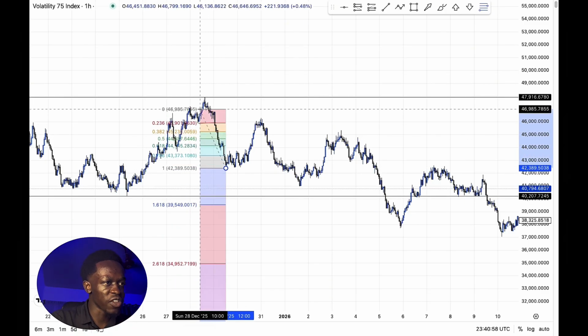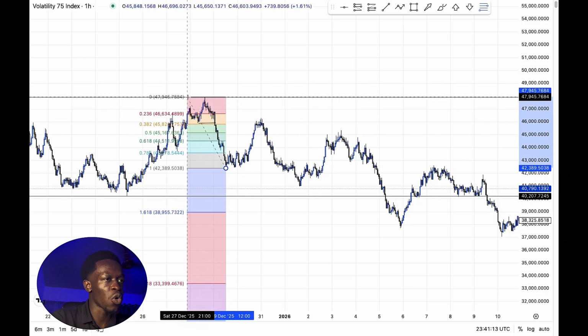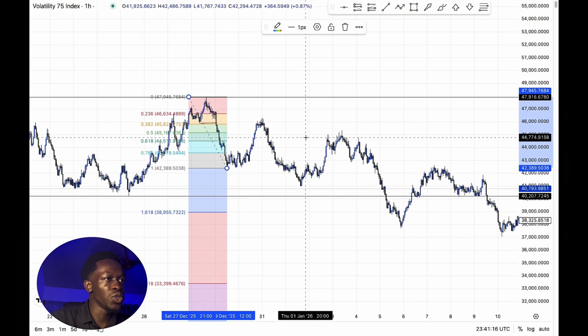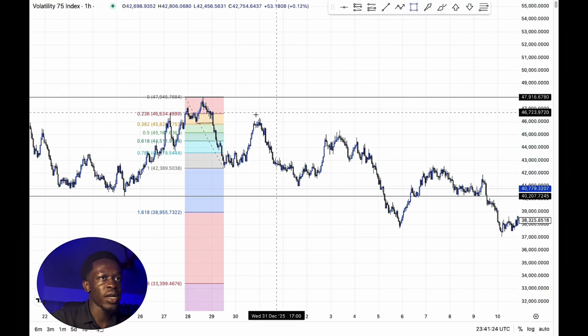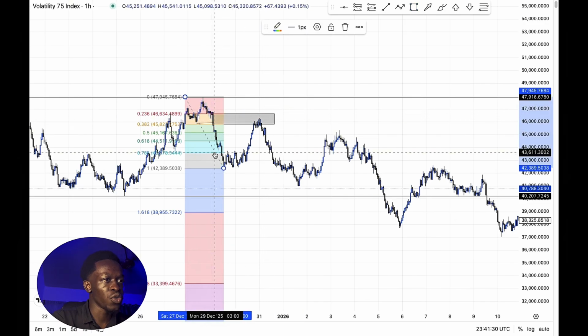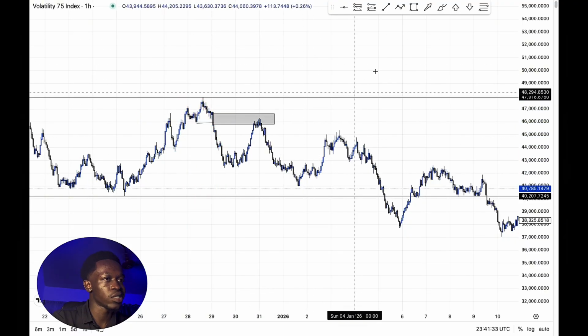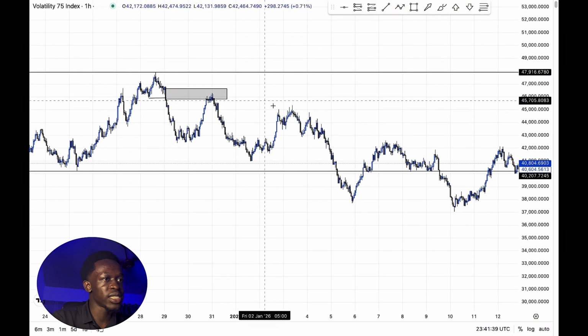So first off, this was the first one. Like I said, when you are taking sales on volatility 75 index, you always mark it from the point where market started retracing from to the origin that caused either the market structure shift or the breakout structure. And your golden zone is from 0.382 to 0.236. So this was where the first entry was. You can see how clean and clear this entry was.